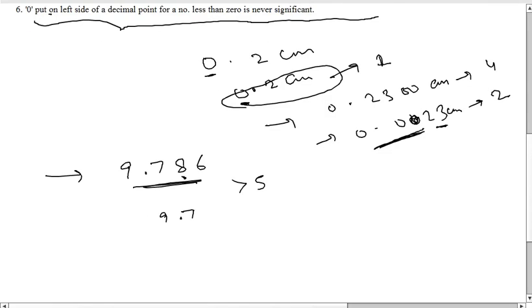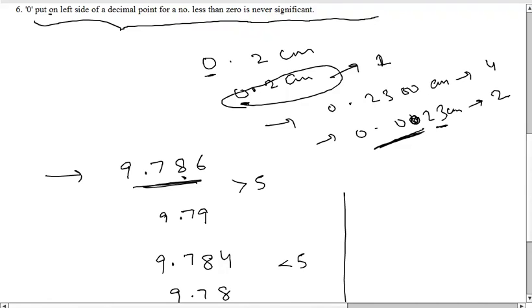Okay, so we were talking about rounding it off. So it will be 9.786. We can write it as 9.79. And if it is 9.784, that is, if the last digit is less than 5, then we will write it as 9.78.